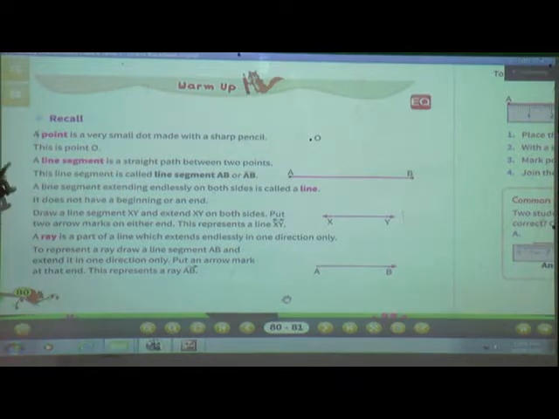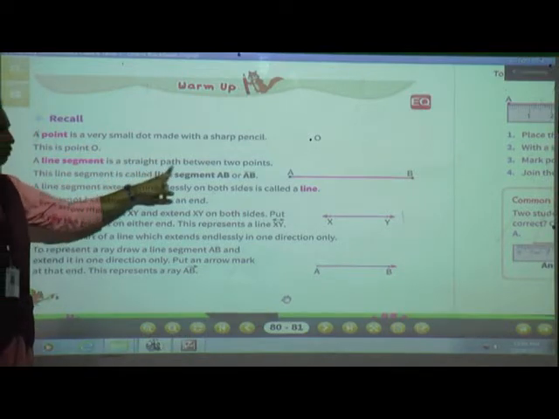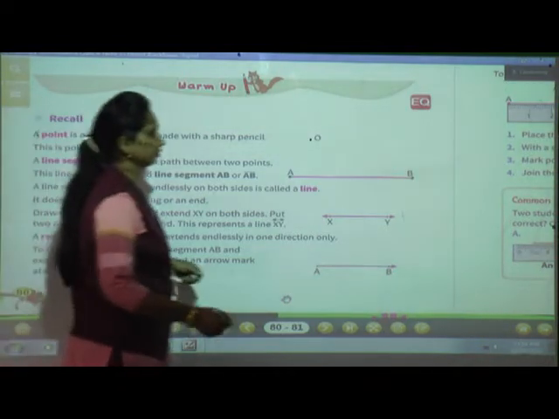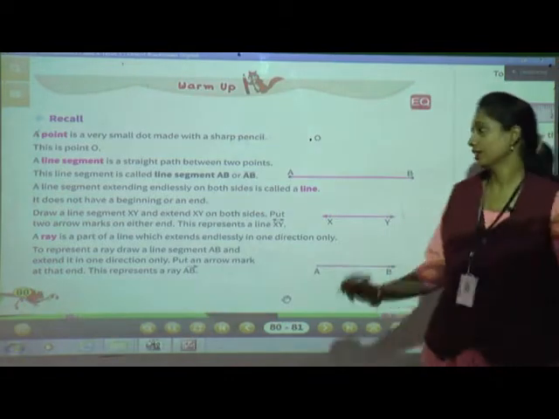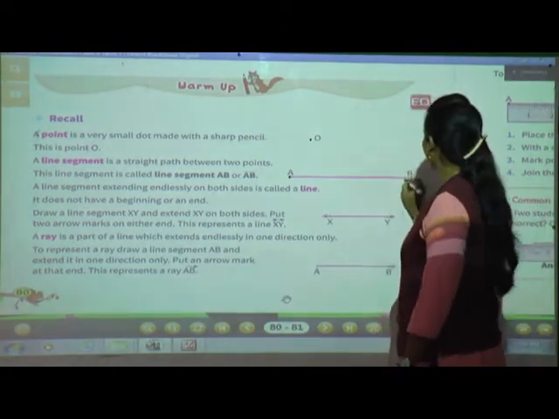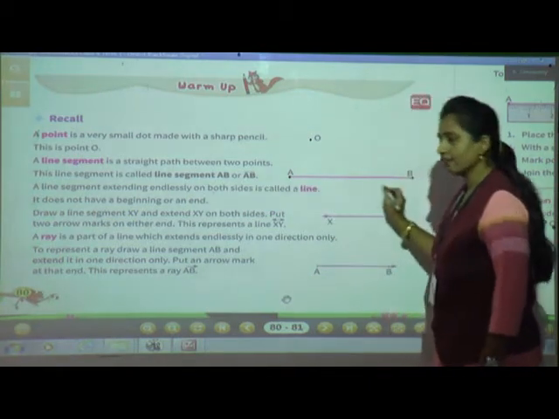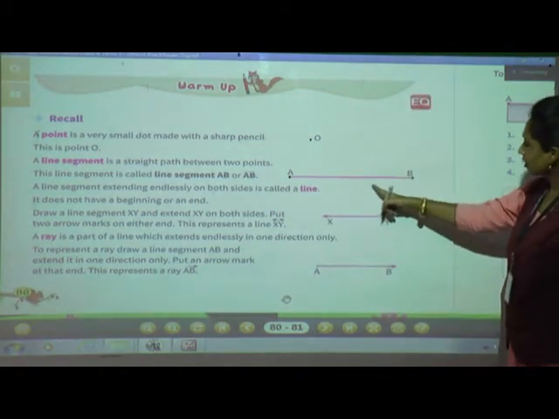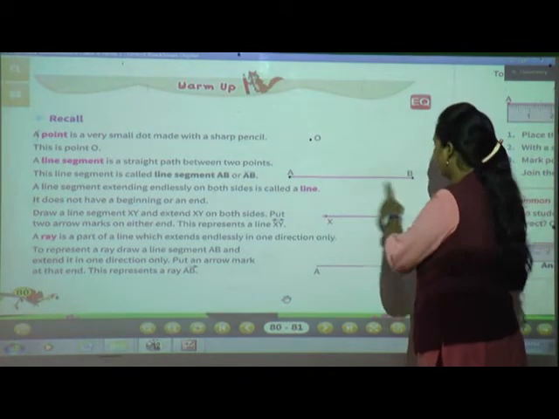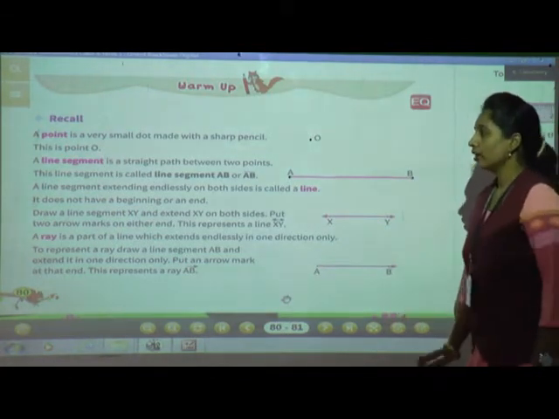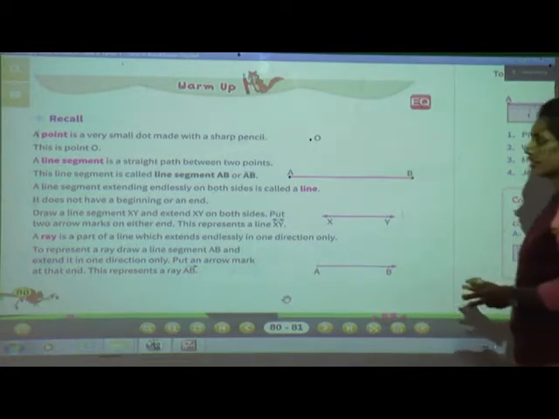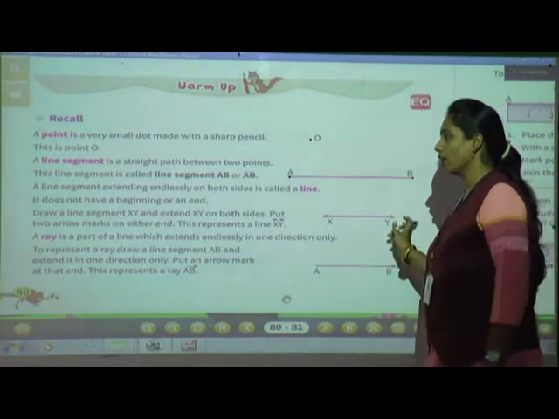Now next, a line segment is a straight path between two points. Now see, can you see? First we have studied about point. Now one more point we have taken and we have joined them. So this is called line segment AB. Okay. So a line segment extending endlessly on both the sides is called a line.